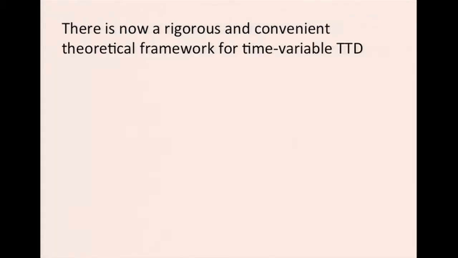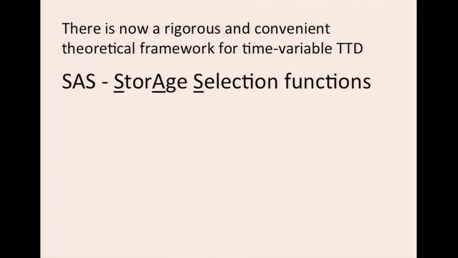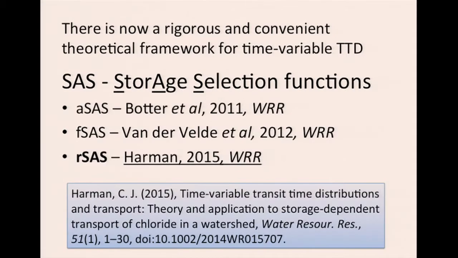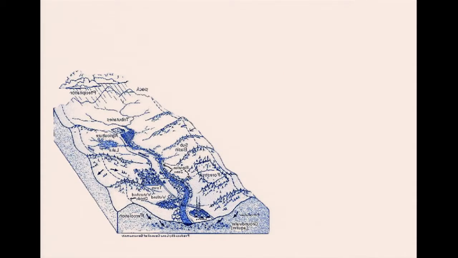As a step towards that big picture, there is now, based on research from groups in Italy and work that we've been doing at Hopkins, what I would say is a rigorous and convenient theoretical framework that generalizes the idea of a transit time distribution to fully time variable flows and non-stationary transport conditions. It's called the SAS theory, storage selection functions. A storage selection function being the thing you parameterize instead of a transit time distribution. And there's a few flavors of these. The one I want to talk about is based on some work I recently completed and is published in Water Resources Research.